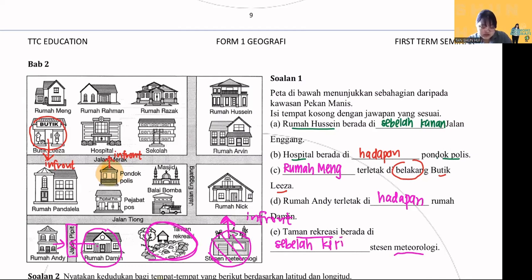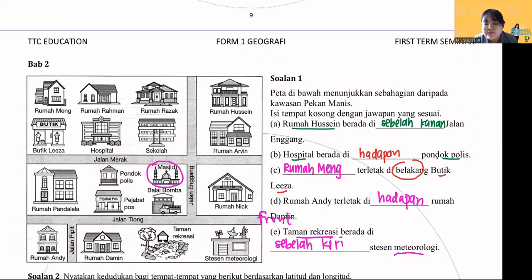Now let me try a few more with you. You just tell me the answer, okay? It's not in the questions. Now, can you tell me what is the building in front of the masjid? Di hadapan masjid. Sekolah, yes. So what is sebelah kanan masjid? Right hand side got what? Rumah, okay. Belakang masjid? Jalan Enggan also can be your answer. Yes, great. Balai Bomba, yes. Belakang is Bomba.